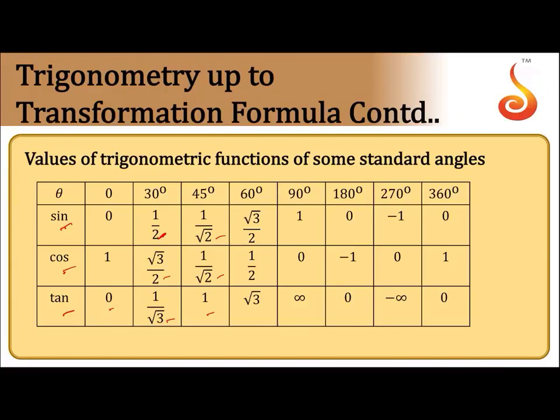Similarly, sine, cos, tan of 60 degrees are root 3 by 2, 1 by 2, root 3. For 90 degrees, sine 90 is 1, cos 90 is 0, and tan 90 is not defined. Similarly, the values for 180, 270 and 360 are tabulated like this.